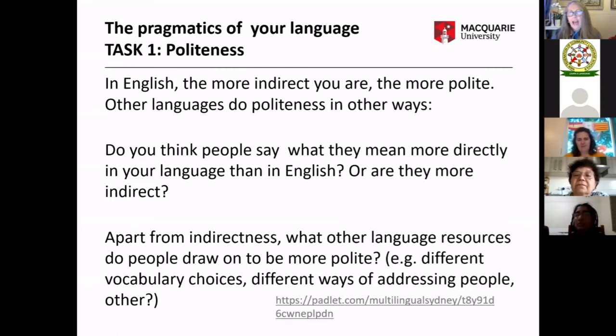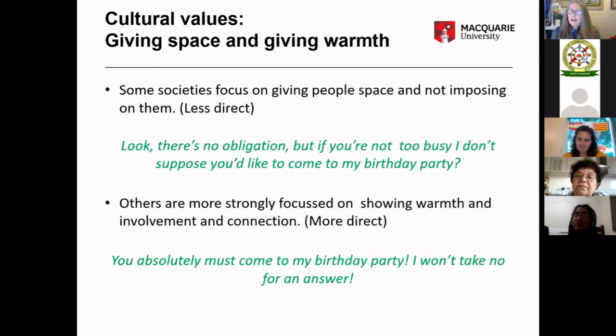So this is the one that we've just done, and some great discussions were going on there about the way that politeness is done in your different languages. One of the things that you might have noticed is that there are different kinds of societies, and sometimes the politeness system in those societies is based on giving people lots of space. That is, giving them the opportunity to be free. So if we look at these two examples, some societies focus on giving people space and not imposing on them.